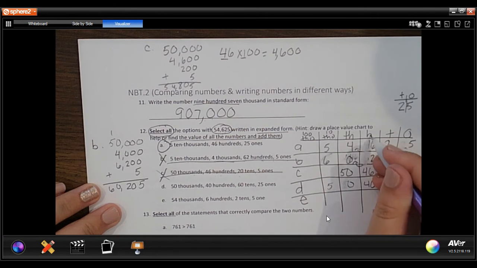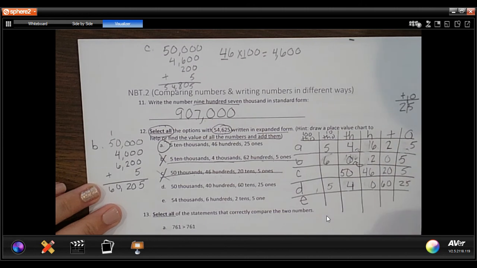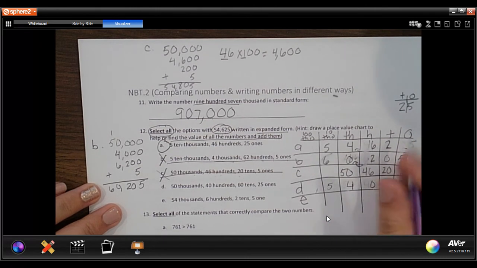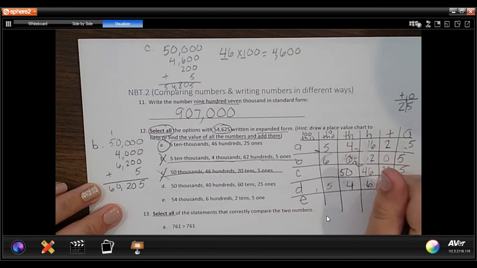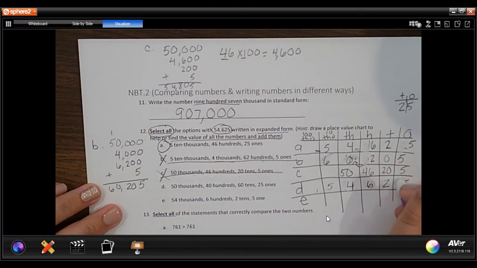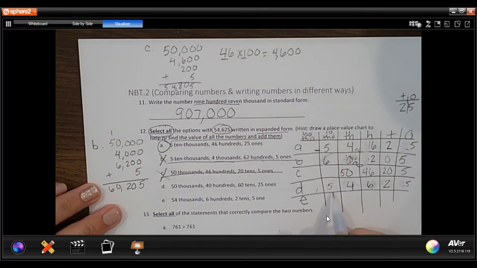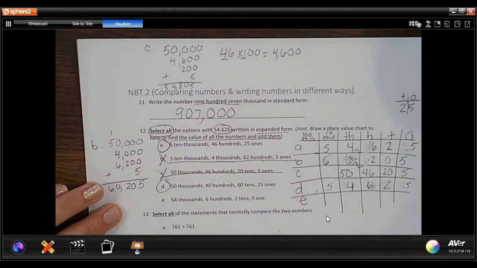40 times 100 would be 4,000. So I'm going to move the 4 over to the thousands place. Oopsies. And I'm going to erase the 4 from there. 60 times 10 is 600. So I'm going to erase this 0. So 0 plus 6 is 6. And then 25 times 1 is 25. So I'll move the 2 to the tens place and erase it from the ones place. And I'll get my answer of 54,625, which is the answer I'm looking for. So I will circle that one.